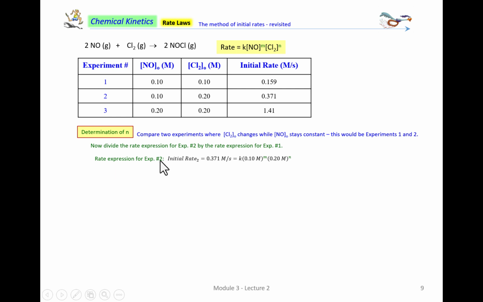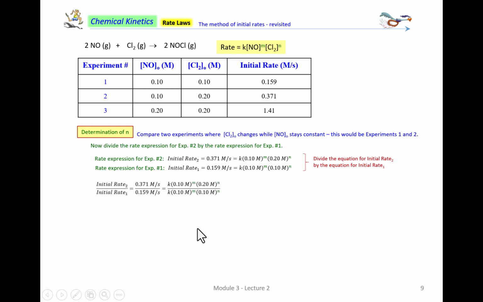The rate expression for experiment 2 would be the initial rate, 0.371, equal to k times 0.1 molar to the m power, there's 0.1 molar for NO, times 0.2 molar to the n power, 0.2 molar for chlorine. And likewise, the rate expression for experiment 1 would be 0.159 equal to k times 0.1 molar to the m power times 0.1 molar to the n power, getting the values off experiment 1. And we're going to divide the equation for initial rate 2 by the equation for initial rate 1.